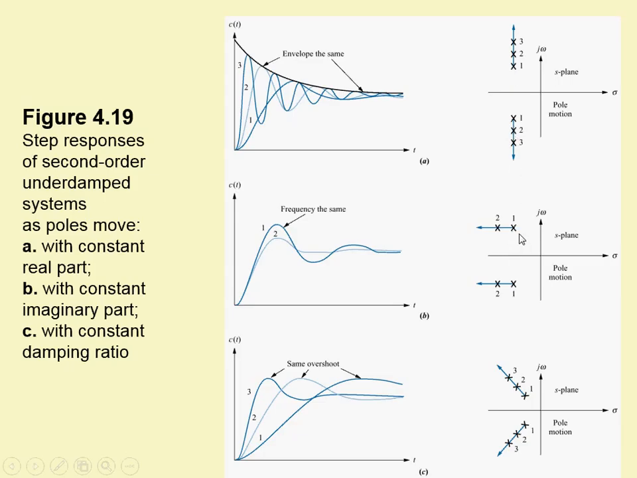So we have it in 1, 2, and 3. Do you see, closer to the axis, the system is slower. Farther from the axis, the system is faster. That's another thing that you need to remember from this discussion today.